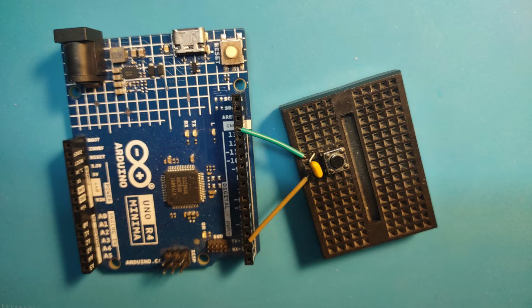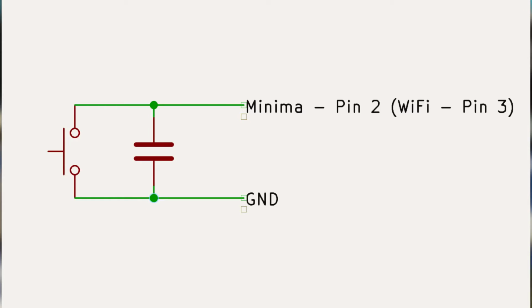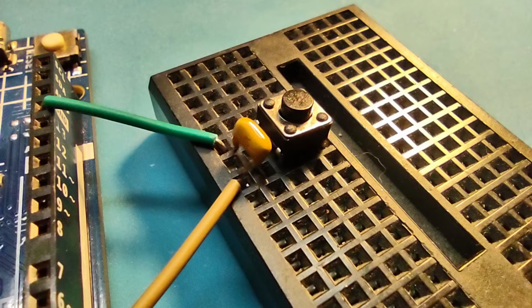I need a trigger source, so I set up a button on pin 2 of my Minima. If you're using a WiFi, pins 2 and 3 are swapped, so it would be pin 3 with this same code. Since the transfer is happening without the CPU, there's no chance for any sort of debouncing in software. There's no software involved. So instead I put a 1 microfarad capacitor across the button to filter out any bounce.